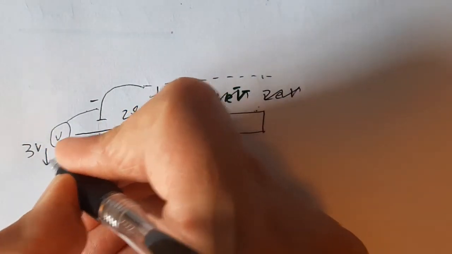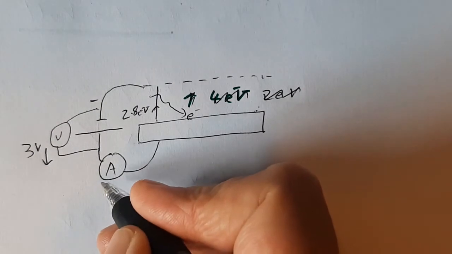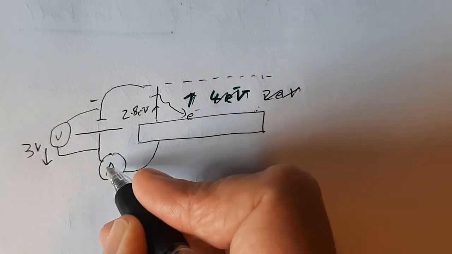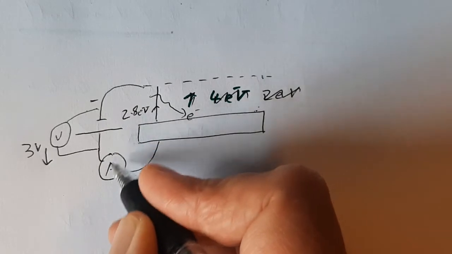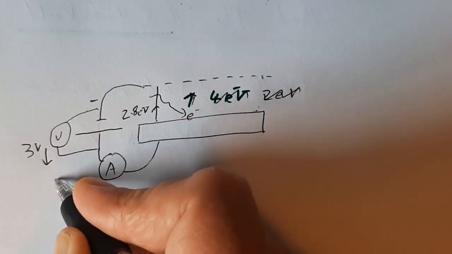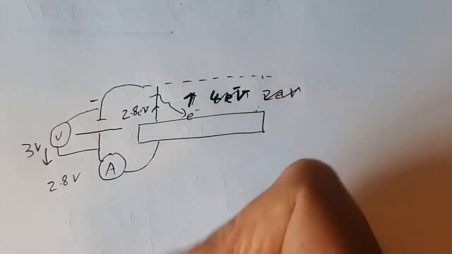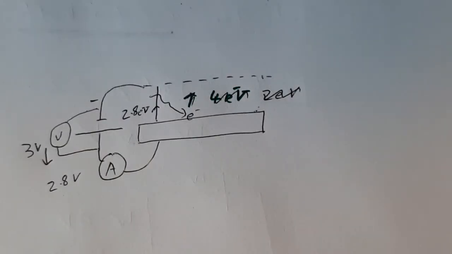If we move that voltage down, we'd see the reading on the ammeter getting smaller and smaller. And when the current just drops to 0, the voltmeter would read 2.8 volts, and we'd know that the electrons emitted had energy 2.8 electron volts.